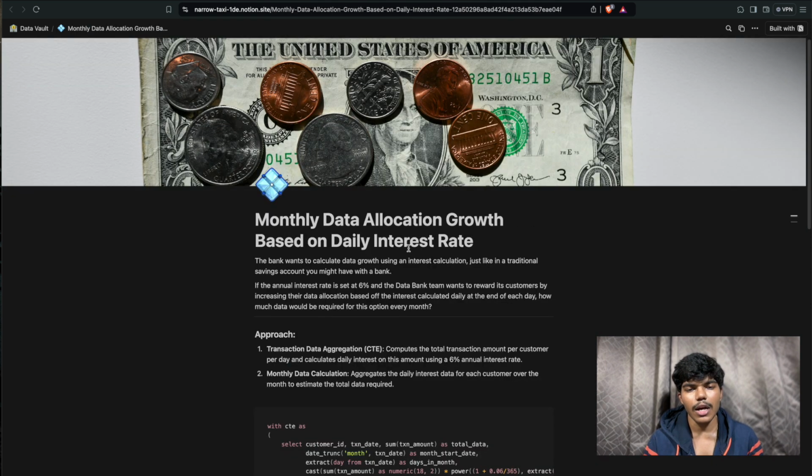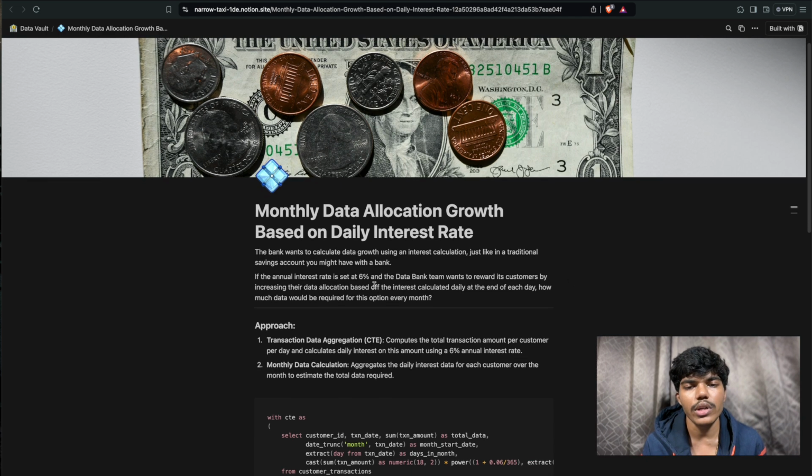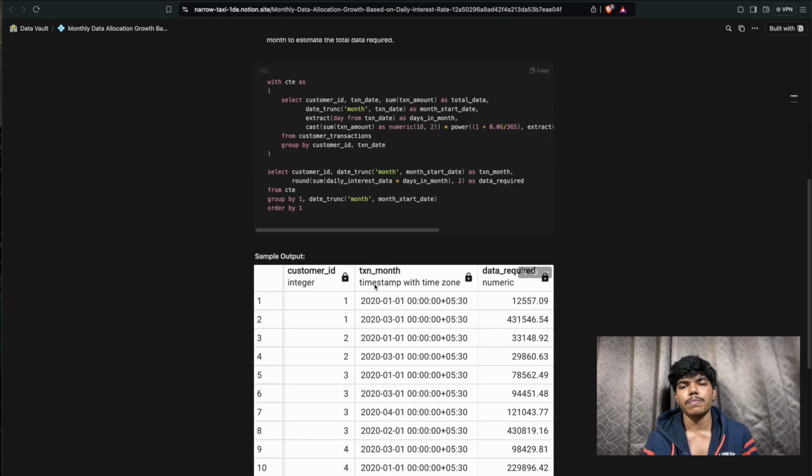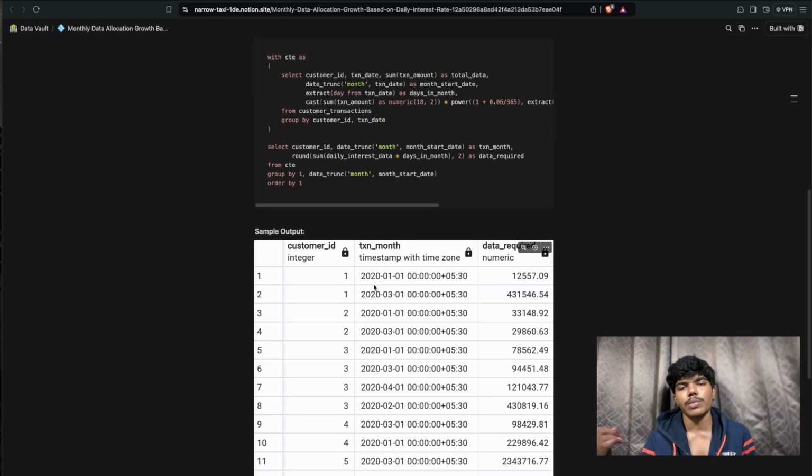And lastly, there was an extra challenge that the case study had, which was the monthly data allocation growth based on the daily interest rate. The question is: if the annual interest is set to 6%, and the Data Bank team wants to reward its customers by increasing the data allocation based on the interest calculated daily at the end of each day, how much data would be required for each month? Suppose a customer had 100 rupees, and after each month he gets an interest of 6%, then how much data will be required to keep all the information secured?